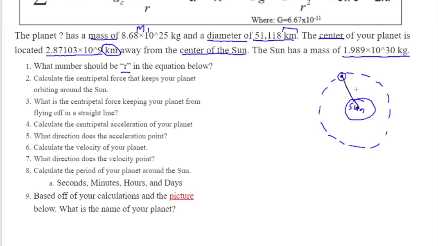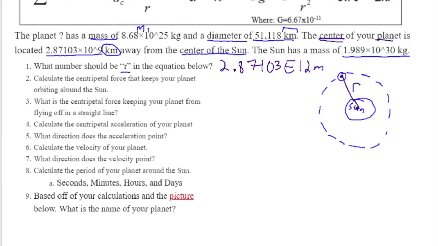And this distance r is going to correlate to this number right here, 2.87103 times 10 to the 9th kilometers, because this is the center of our planet to the center of the sun. Something to note though is that it's in kilometers, and in order for us to use it for R, we need to convert it to meters. So we need to multiply by 1,000 or tack on another 3 to the exponent. So this turns into 2.87103 e to the 12th meters.